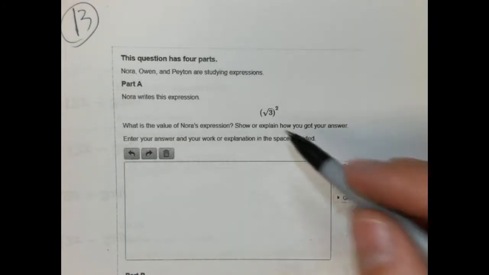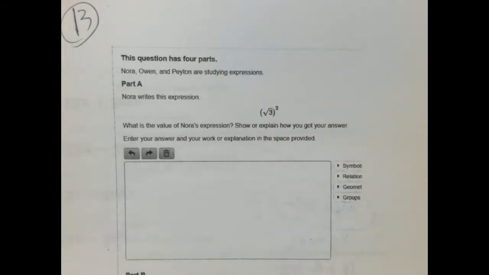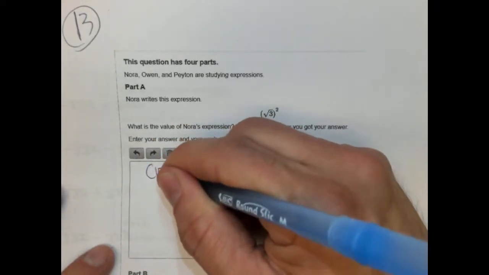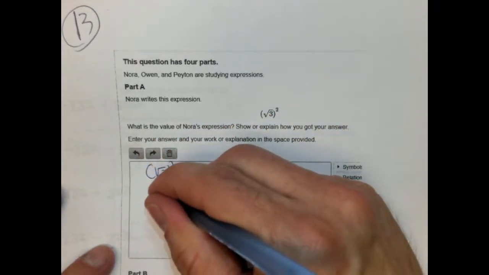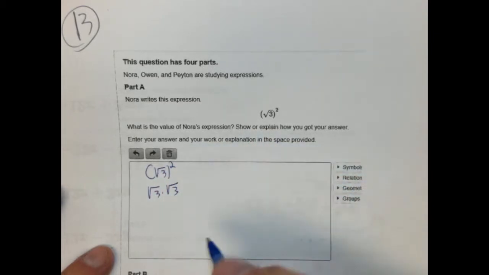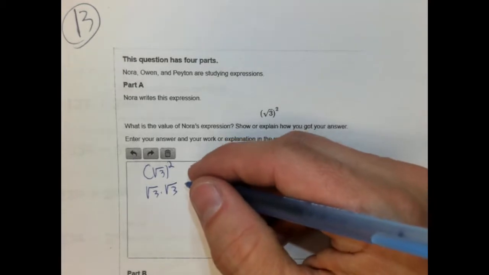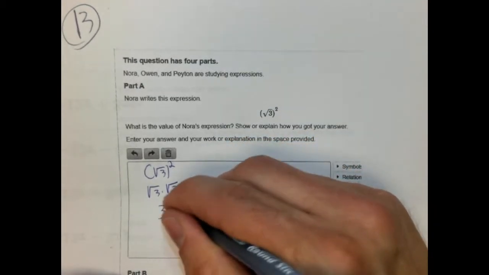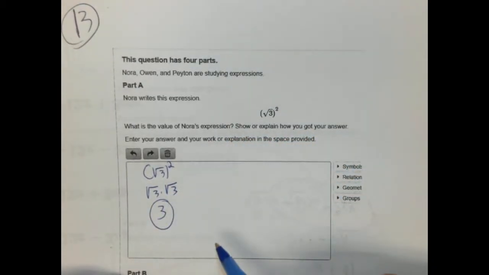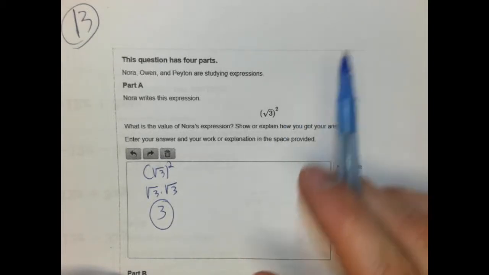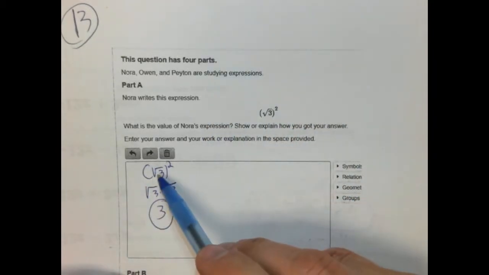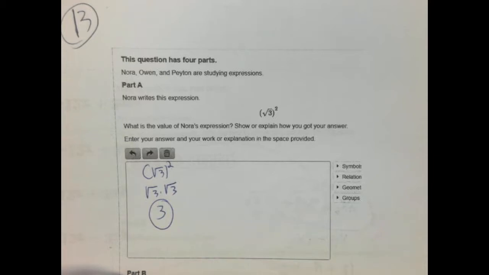So what you're going to want to do is write this out. So let me just get my color mark pen here. So radical 3 squared would be radical 3 times radical 3. And any radical times itself will give you the number inside the radical. Or any square root times itself will give you the number inside the square root. So the answer would be 3. And the tricky part with this is when you're doing this digitally, you'd have to show your steps. You'd have to type this out in the box to show how you got here. And it can take a little bit of practice.